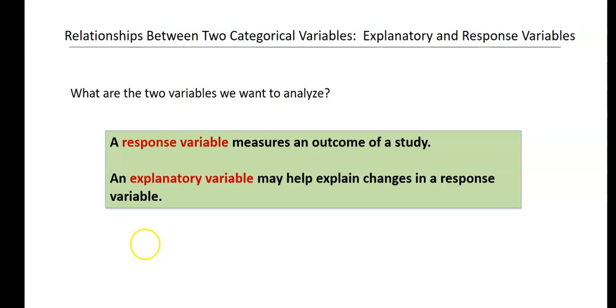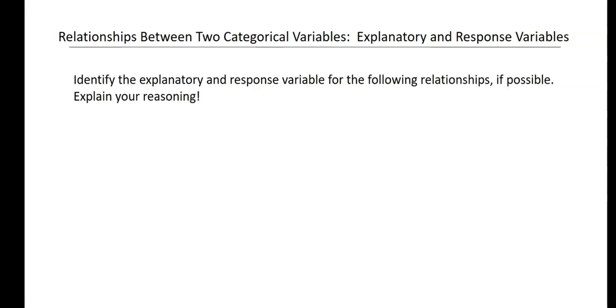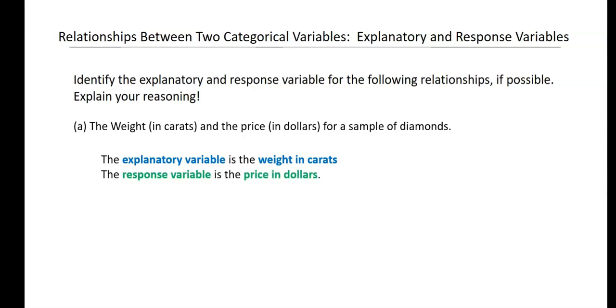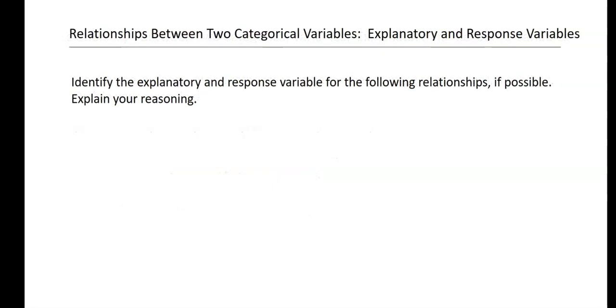Can you identify it? The weight in carats and the price in dollars of a sample of diamonds. Which one would predict the other one? To me, this seems more obvious. Probably it's going to be the weight. How much a diamond weighs is going to predict the price, or we can measure the price at that point. It just seems to make sense.